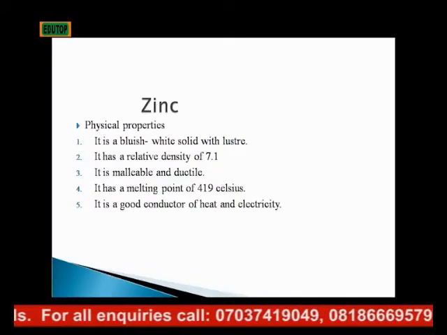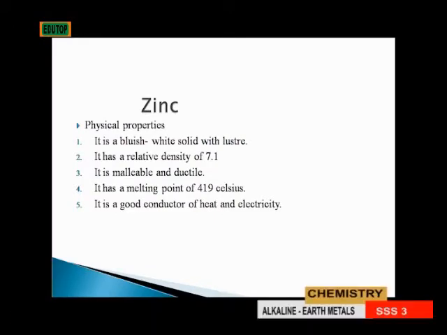Physical properties of zinc. 1. It is a bluish white solid with luster. 2. It has a relative density of 1.7. 3. It is malleable and ductile. 4. It has a melting point of 419 degrees centigrade. 5. It is a good conductor of heat and electricity.